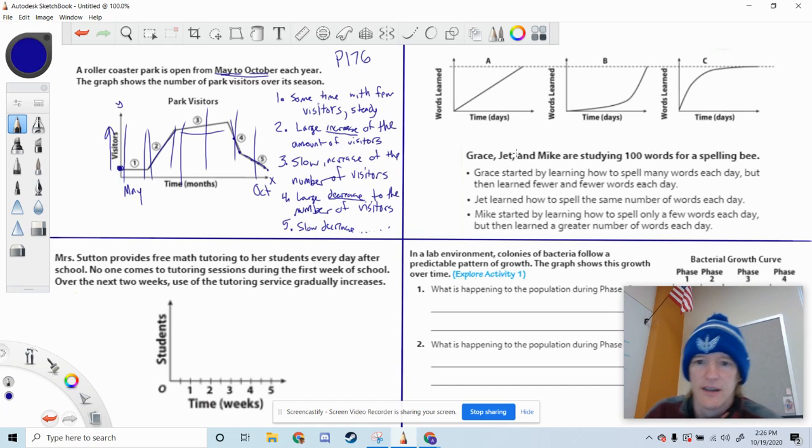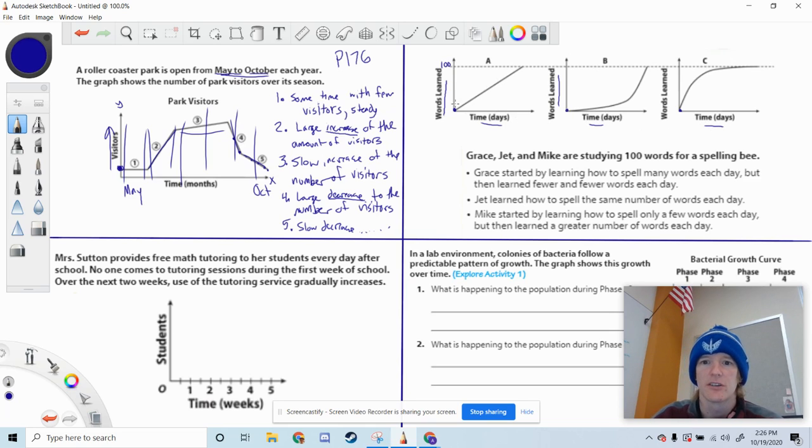We have Grace, Jet, and Mike, and they're studying 100 words for a spelling bee. We've got 3 graphs here, A, B, and C. And they've got this dotted line up at the top, which is their 100 words. Notice all these people start at 0. They don't know any of these words yet. This is words learned over time in days.